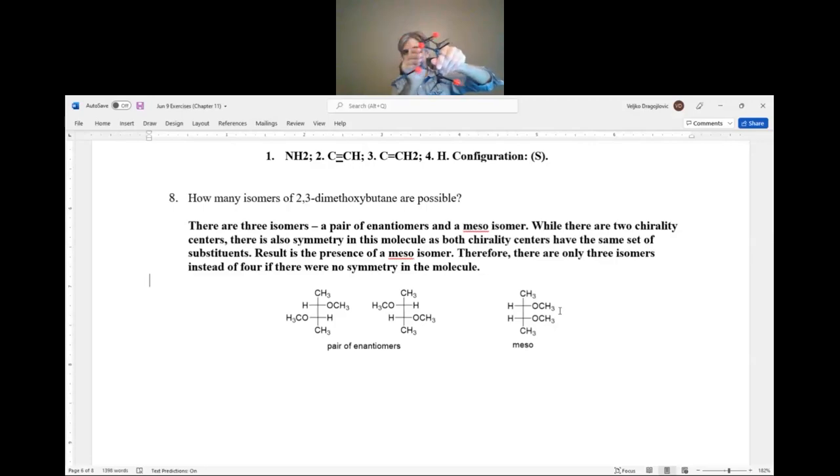And if you try to flip 180, you still end up with the same problem. They are obviously mirror images and enantiomers of each other. So we have a total of 3 isomers: a pair of enantiomers, that's 2, and meso as the third. So that's the case of symmetry, where due to the presence of symmetry, instead of 4 possible stereoisomers, 2 pairs of enantiomers, we have only 1 pair of enantiomers and a meso isomer.